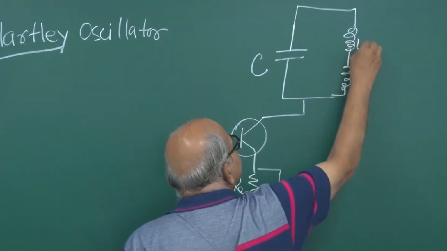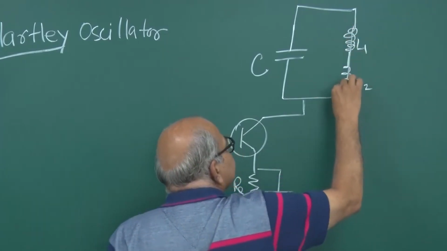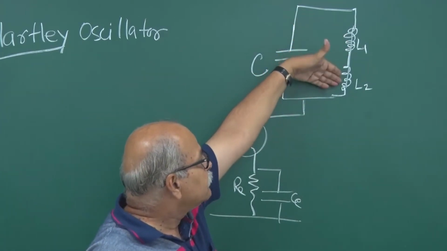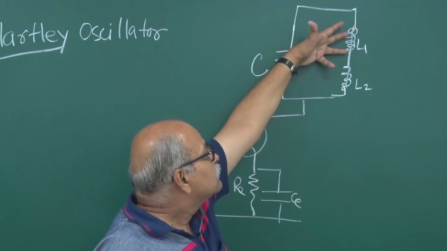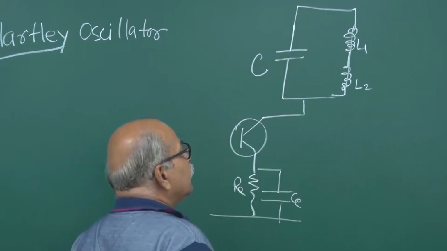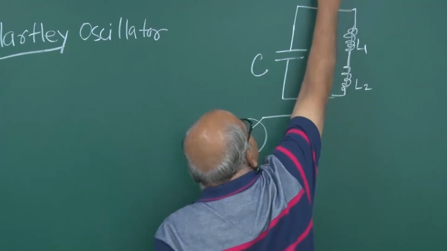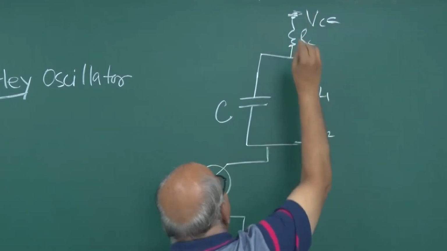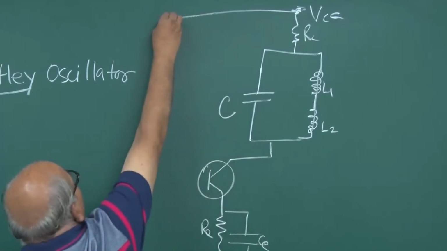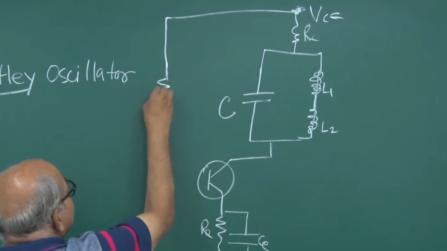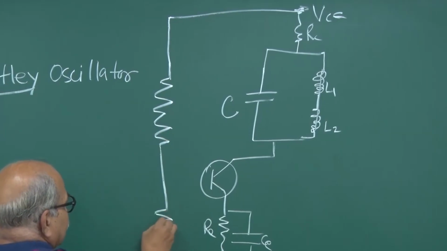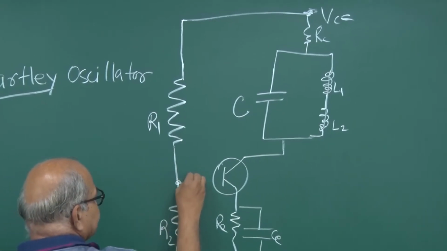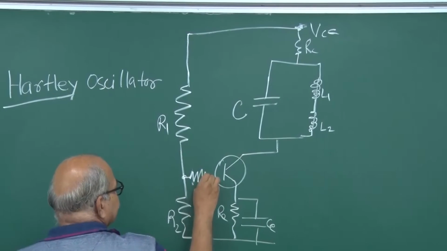L1 and L2. They may be wound on the same core, so they can be coupled with each other, or they can be separate also. So this L1 and this L2, and then you have your usual RC and VCC here, and from that VCC you make that potential divider, R1, R2, and then from here you give this biasing to the base.